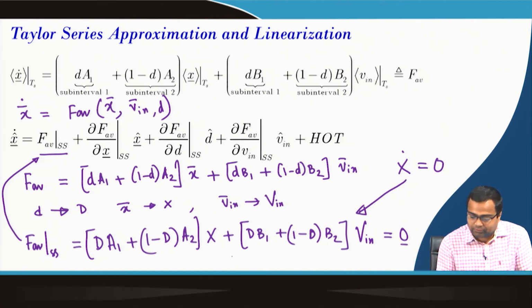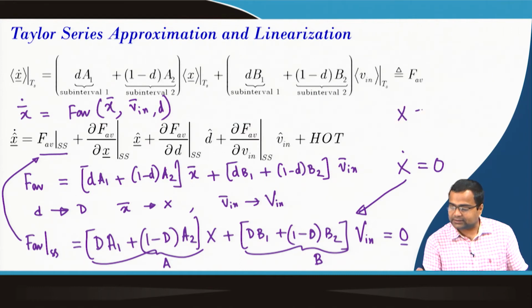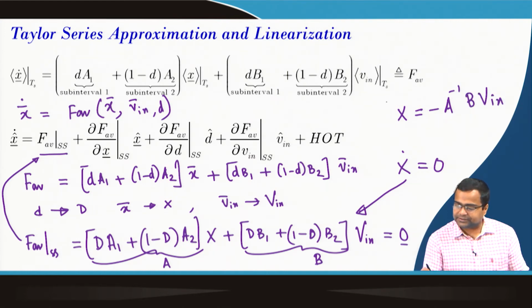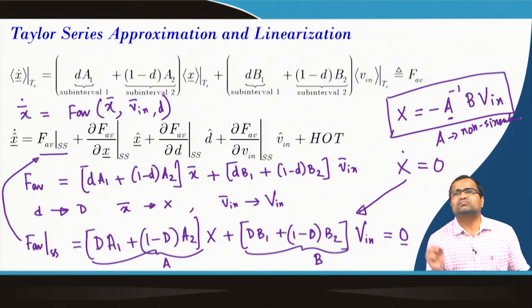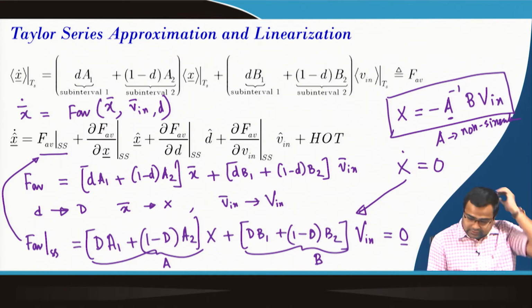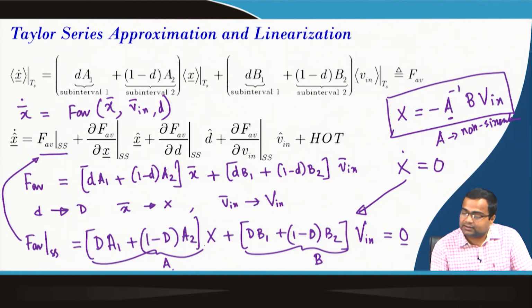That means, if we take this to be the A matrix and this to be the B matrix, then we can solve X equal to minus A inverse B into capital V in. This can be solved, where A must be non-singular. This is true because this average A matrix can be shown to be non-singular, and only then can we find the steady state point uniquely.